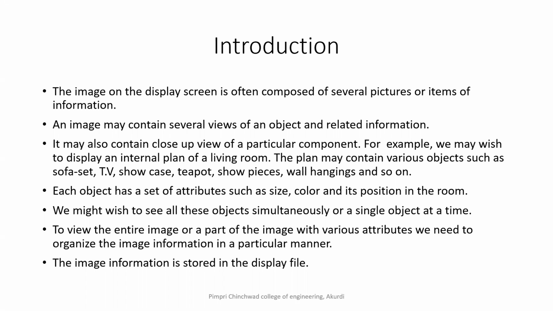Like that. Now, each object has a set of attributes like the size, the color, and its relative position with respect to the whole scene, right? We might wish to see all these objects simultaneously or a single object at a time based upon the point of view. To view the entire image or a part of the image with various attributes, we need to organize the image information in a particular manner, right?